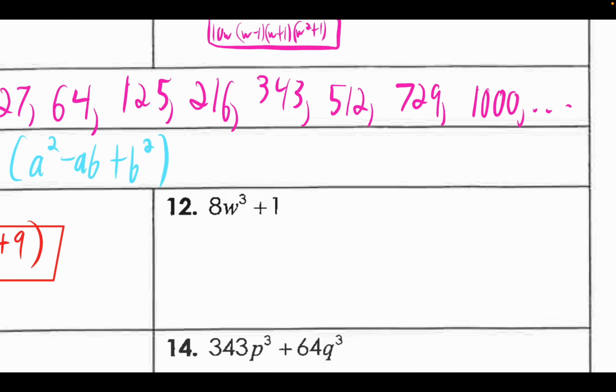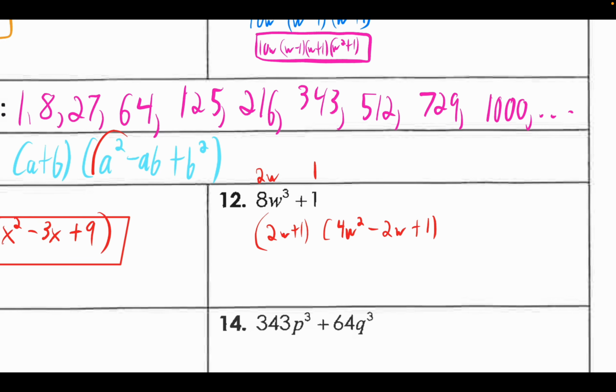8w cubed plus 1 is also a sum of 2 cubes. There's no GCF here. And 2w times 2w times 2w, or cubed, gets us 8w cubed, and 1 times 1 times 1 is 1. And so we have 2w plus 1 for a plus b. And then 2w squared is actually 4w squared. And then minus 2w times 1, which is 2w, plus 1 squared, which is 1. Once again, just following this pattern. Now notice when I squared a, which was 2w, I didn't just do 2w squared, but I rather did 2w times 2w and got 4w squared.